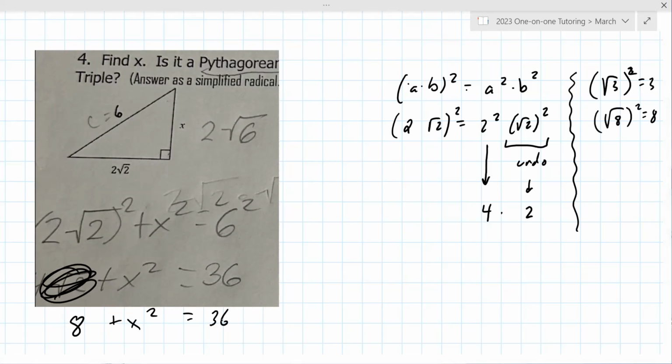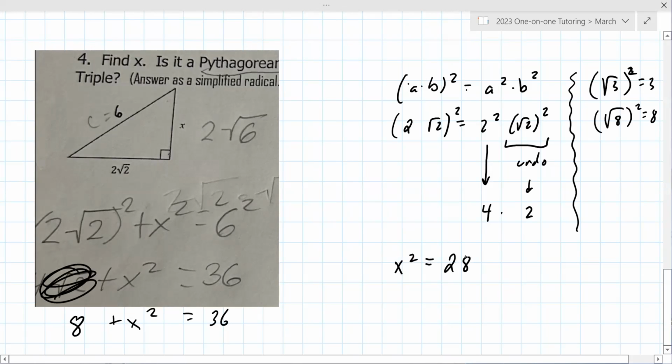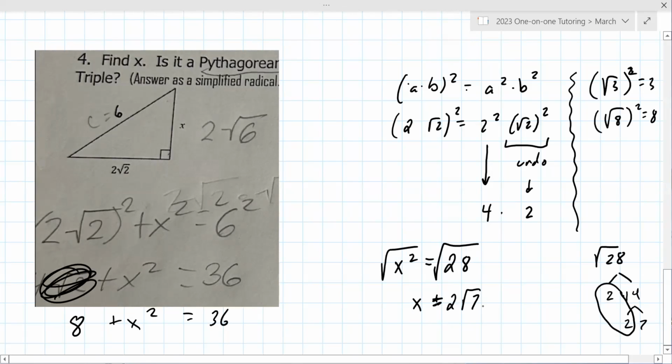Subtract 8 from both sides, so you get x squared equals 28. Square root. So x equals square root of 28. Do you remember us reducing these? Okay, so you always start with 2. So 2, 2 and 14, 2 and 7. You look for pairs. There's a pair of 2s here. So it's 2 square root 7 is your x value. So this is what it's looking for. That's the final answer. That's the leg here.